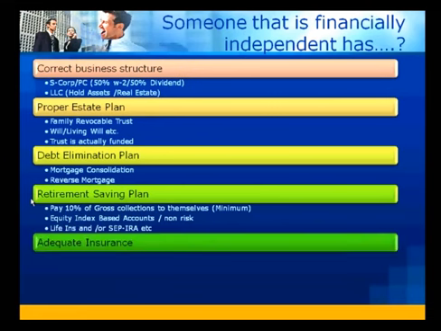And then, of course, you want to make sure that you have the right types of insurance, and in adequate amounts, like health insurance, long-term care, life insurance, disability, and malpractice.